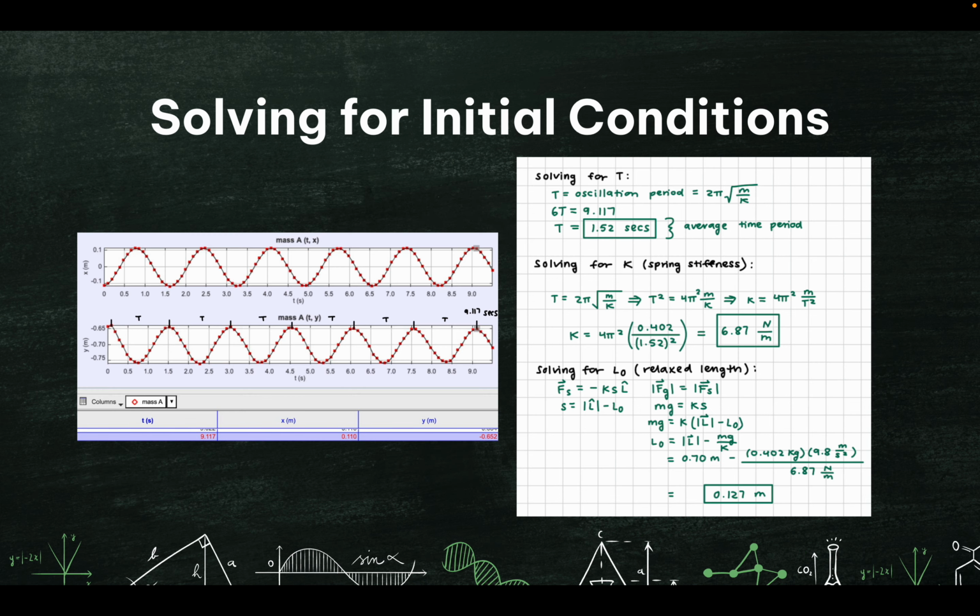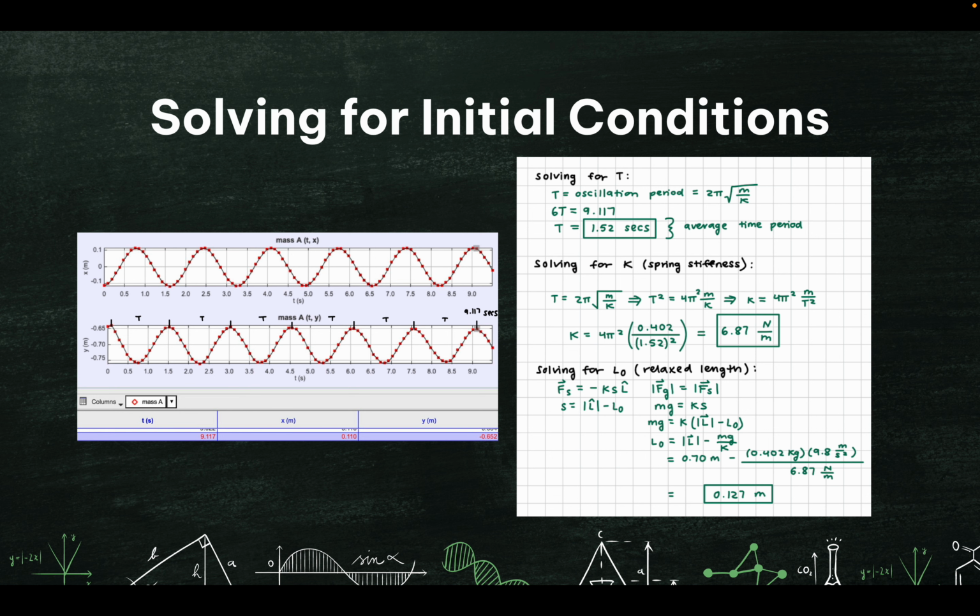We need to extract some more information from our data before getting to the computational model. In order to find the time, aka the oscillation period, we needed to determine how long it took to go from peak to peak. In my experiment, I used the y position to get the time. The total time it took to complete 6 oscillation periods was 9.117 seconds, which gave an average of 1.52 seconds for each oscillation period. In order to solve for spring stiffness, we rearranged the equation for time period of oscillation to isolate k. Using the time we found for T, we can plug this in, and we got 6.87 newtons over meter for the spring stiffness.